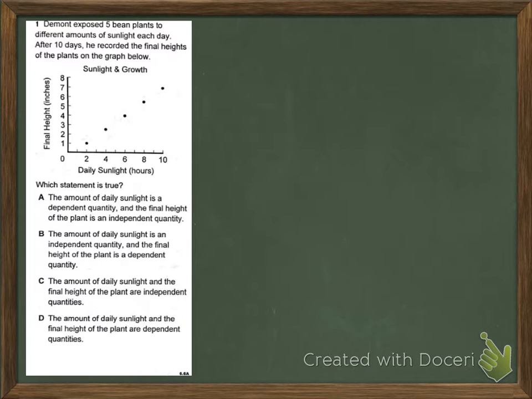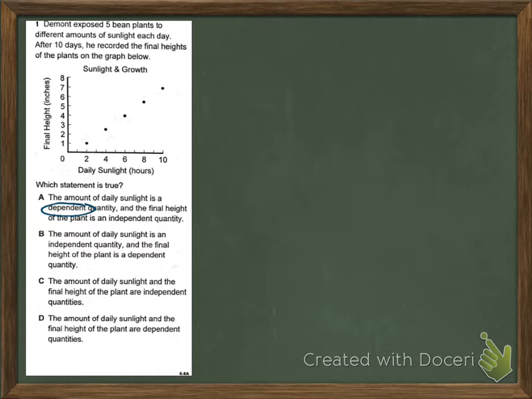Okay, so number 1 says that DeMont exposed 5 bean plants to different amounts of sunlight each day. And after 10 days, he recorded the final heights of the plants on the graph below. So which statement is true? So the amount of daily sun is a dependent.